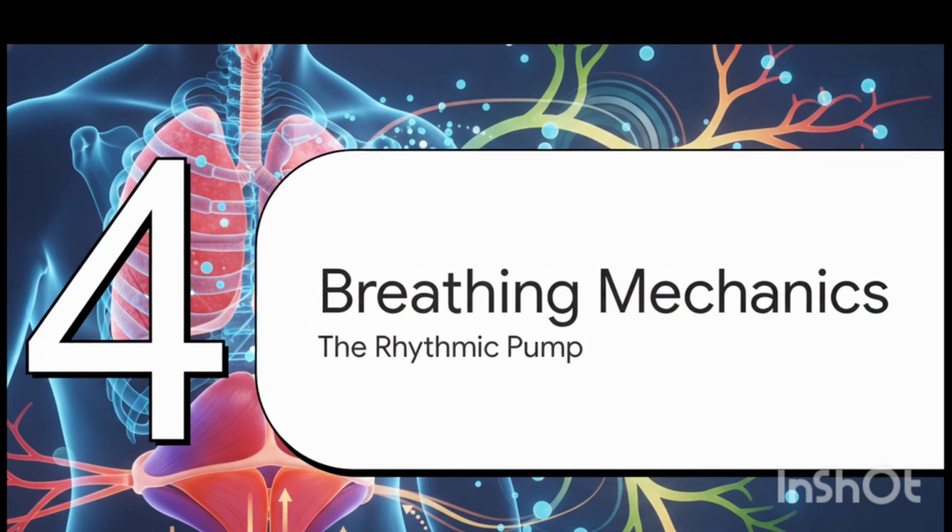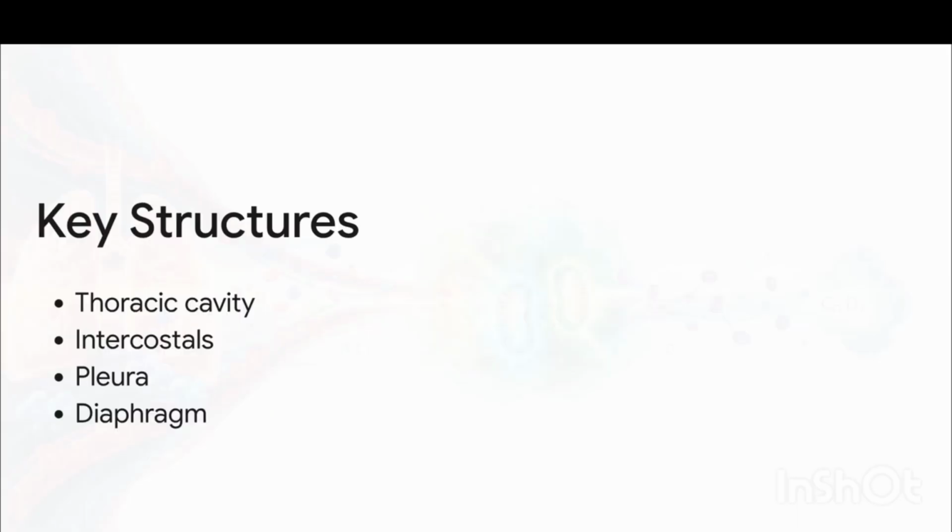Finally, Section 4, the mechanics of breathing, the rhythmic pump. We have the plumbing in place, sure, but how do we physically force the air in and out? Well, think of your thoracic or chest cavity as an expandable vault protecting your lungs. And those lungs are wrapped in a delicate membrane called the pleura. The vault's walls are lined with intercostal muscles attached to your ribs, and the floor of this vault is a powerful, vital muscle called the diaphragm that separates your stomach from your chest. These are the heavy lifters of respiration.